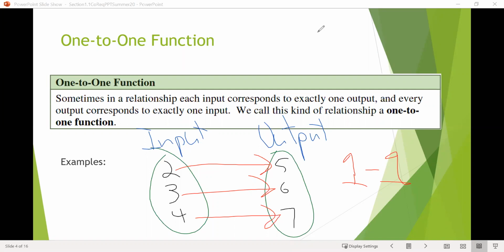Now, if we had an example where 2 went to 5, 3 went to 6, but then 4 also went to 5, well, now this is not one-to-one. Okay, and the reason for that is because 2 and 4 are both being mapped to the same output. So that's something that makes it not one-to-one. Okay, so for one-to-one, again, each input goes to a unique output. It doesn't share any outputs.